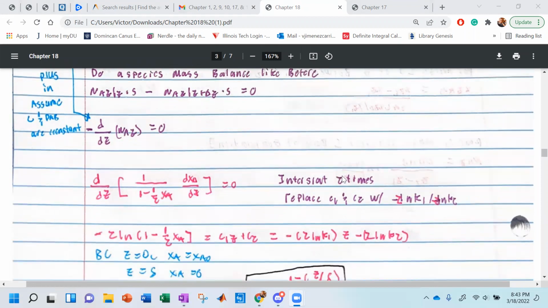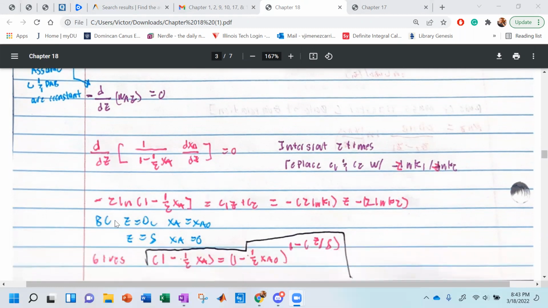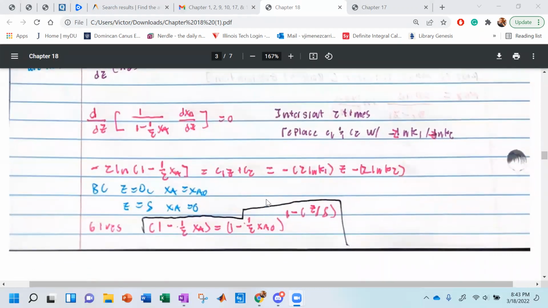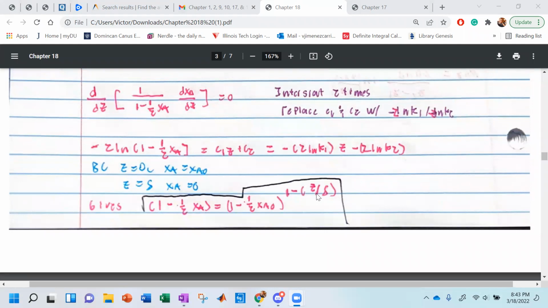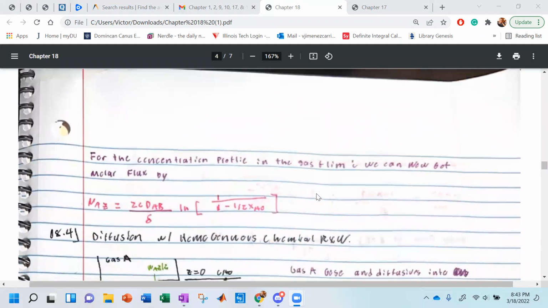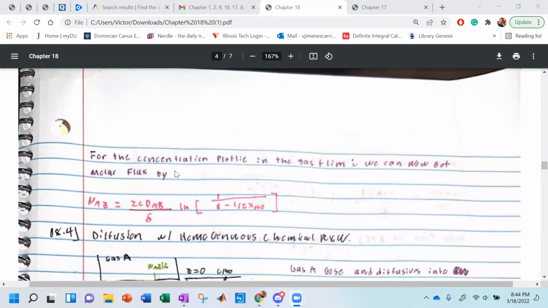And then integrate this 2 times and do that replacement with the natural logs again. Apply boundary conditions. And since we're smart, intelligent beings, we already know them because at Z equals 0, XA is equal to XA naught. At Z equals the length, or in this case, delta, which I named it, XA is equal to 0 because all of it's used up. And if you simplify and solve that equation, you get this beautiful number here. And they're nice enough to give us the concentration profile in the gas film, so you don't have to actually solve for it. You just use this equation.